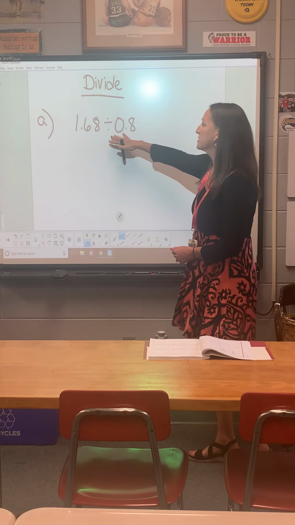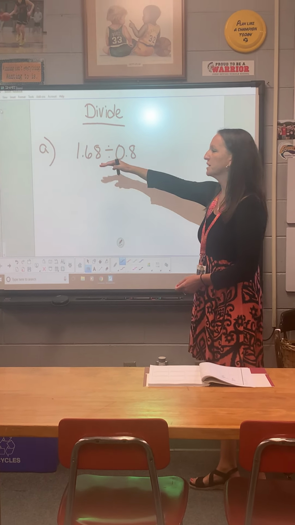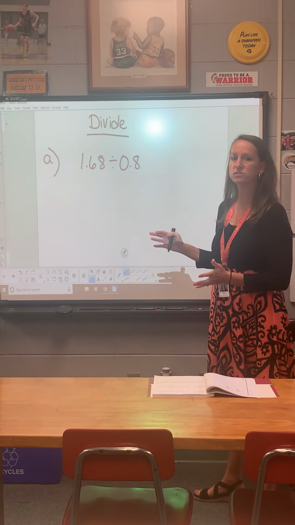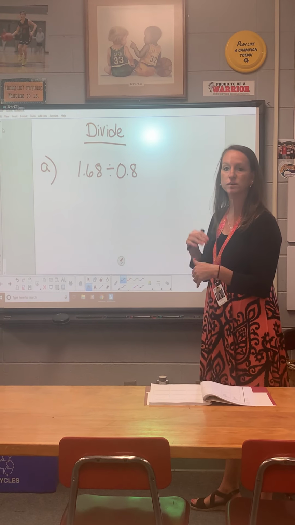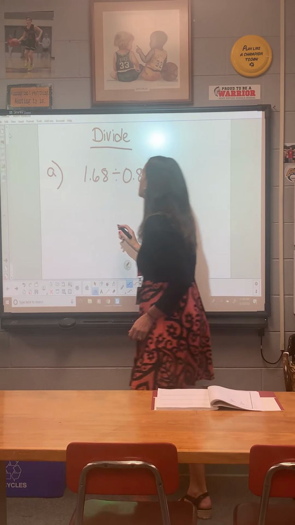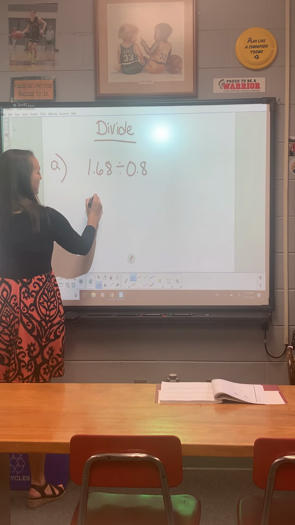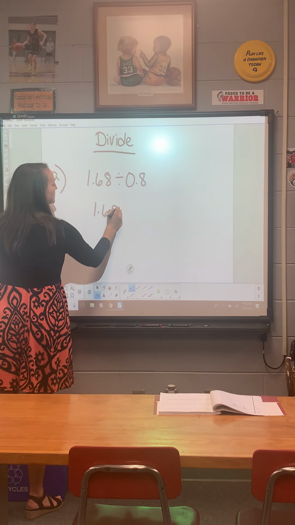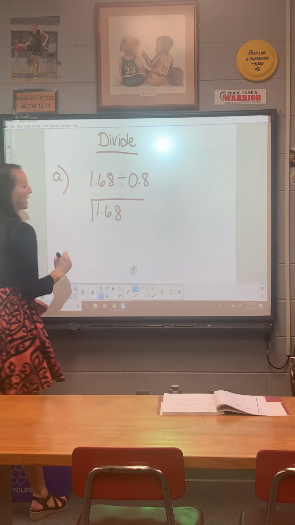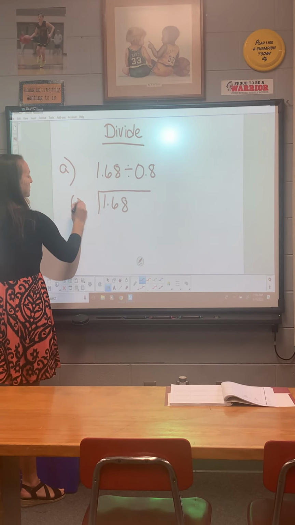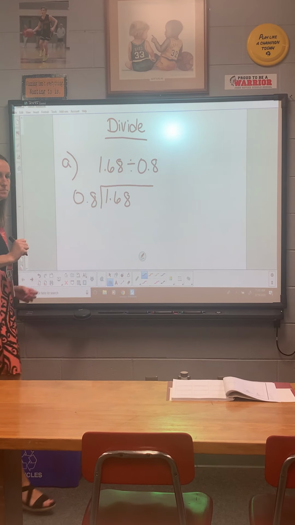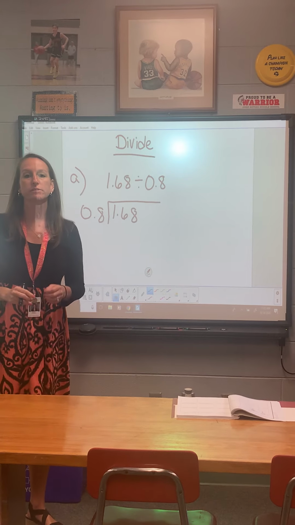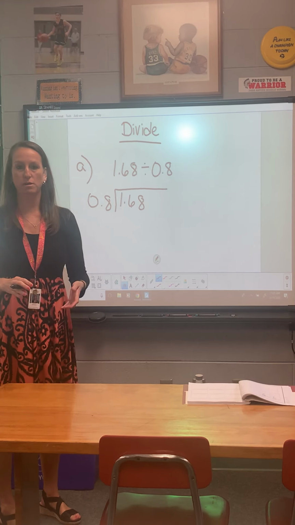Okay, so first thing we're going to do on problem A, it's written horizontally. So the very first thing I would encourage you to do is rewrite the problem. So the 1.68 is your dividend, and it's being divided by 0.8 or 8 tenths. Okay? Now there's going to be a lot of rewriting of the math problems today.